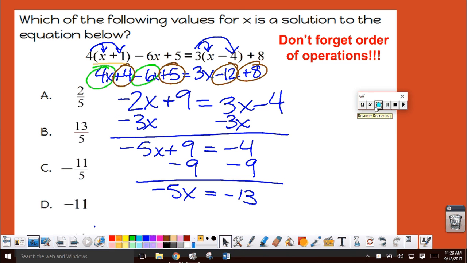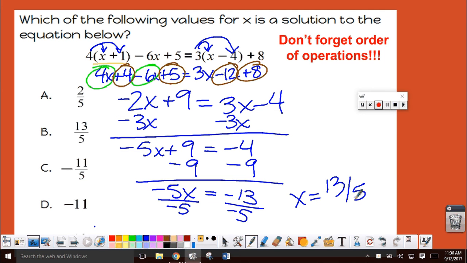Okay, now what? Divide by negative 5? What do y'all think? Because what's our end goal? We want x by itself, so we have an x value is equal to something. Okay, so I'm going to divide by negative 5, divide by negative 5, so x is equal to what? Okay, a negative divided by a negative is what? A positive, so it's positive 13 over 5, or that's the decimal is what? 2 6/10? Sure. Okay, so that is answer B.